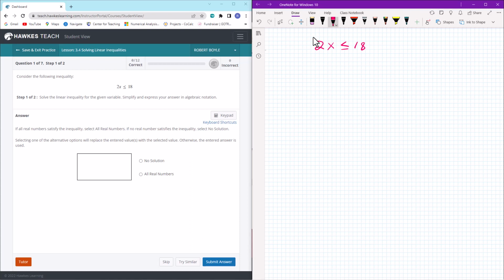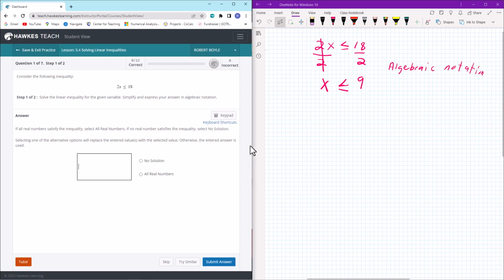So I'm going to divide this side by 2 because I want a coefficient of 1. Well, if I'm dividing this side by 2, I need to divide the other side by 2 as well. That way we have an equivalent inequality. Now 2 divided by 2 is just 1, so we're just left with x. 18 divided by 2 is 9. Since we divided by a positive number, the direction of the inequality does not change. And there we go. This is algebraic notation, and this is what we want to put in right here.